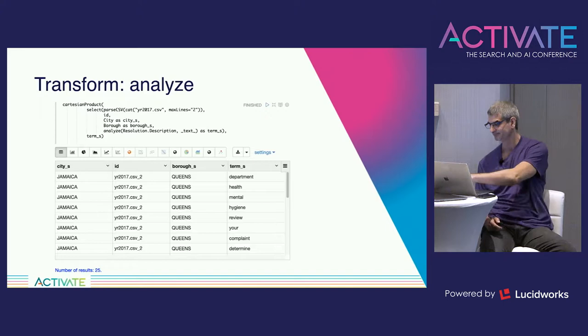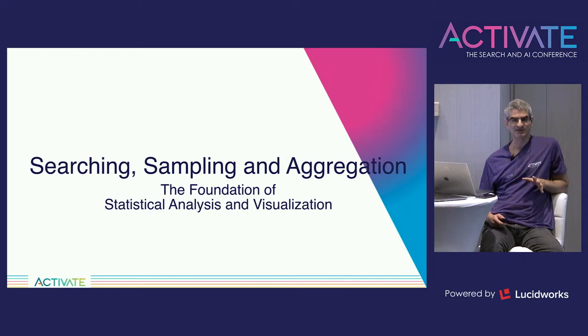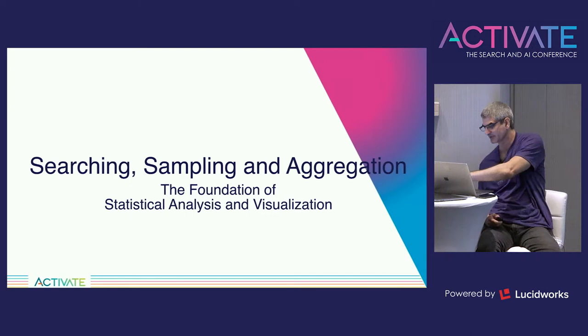Okay, so enough with visual data loading. Let's get to searching, sampling, and aggregation. When you get down to the heart of what doing visualization and statistical analysis is, it's really about getting to data, finding the right data set, selecting it, boiling it down to something that can be worked with, either with a sample, an aggregation, or a top-n search, and then moving from there. So let's take a look at some examples of how to visualize things.